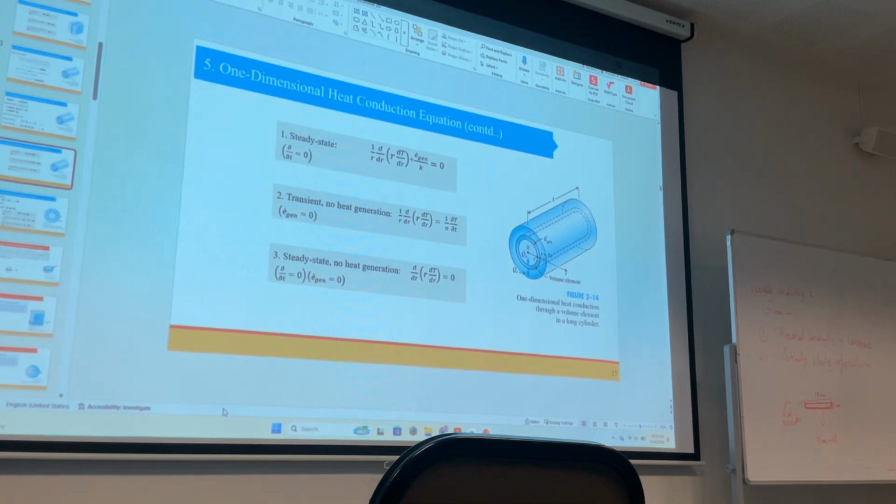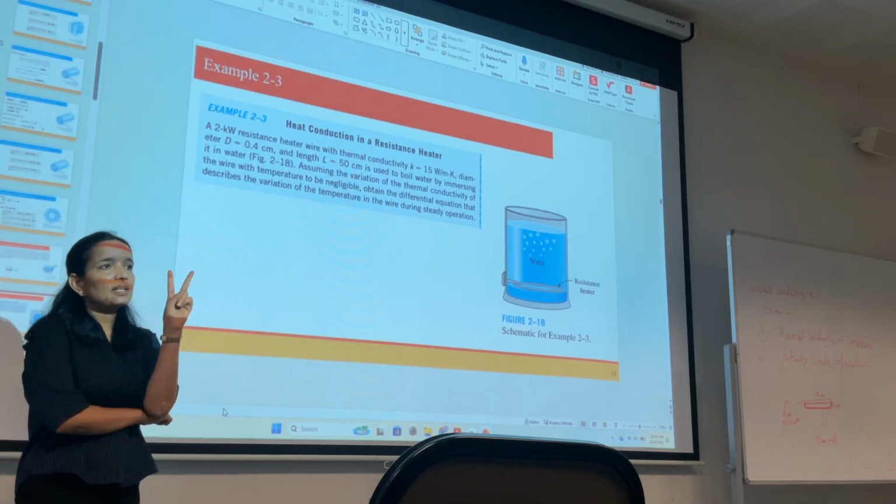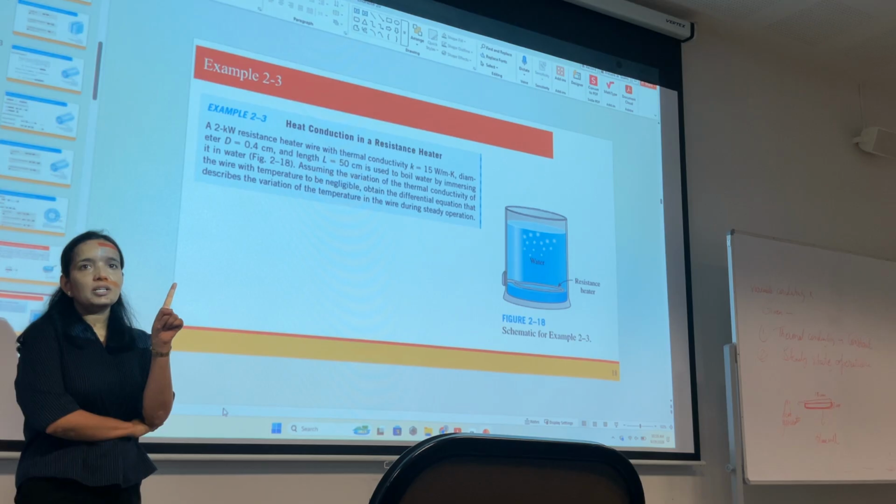Out of these three, that wire here is a cylinder. Okay? Two things are given. The thermal conductivity is constant.